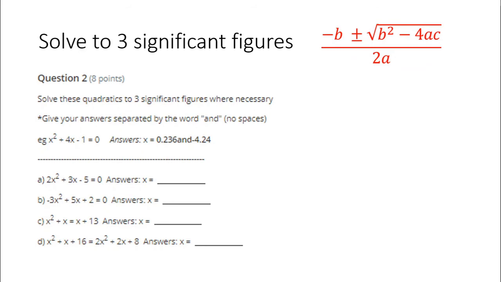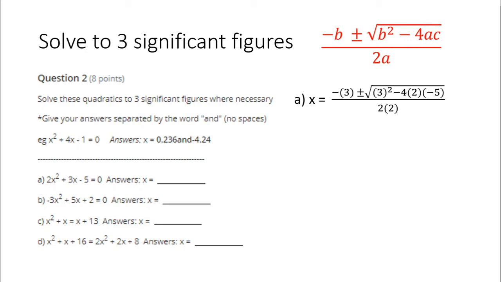Question 2. Now here we're told to solve these quadratics to three significant figures where necessary. So it might not be necessary, but I've got that hint there that maybe the quadratic formula will be helpful. So I've got it for you up here. Right. Again, it's got to be a quadratic that's equal to 0 first. This first one is, so I know that a is 2, b is 3, and c is negative 5. The sign is important there. So I'll substitute those into my formula.